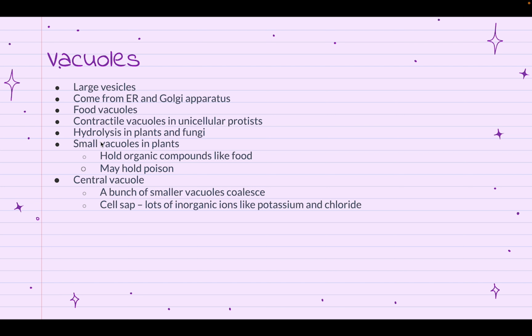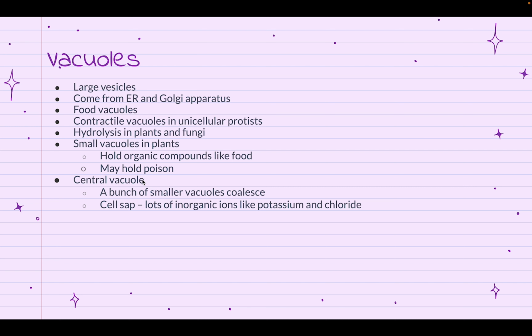And then vacuoles also have some function in hydrolysis in plants and fungi. Small vacuoles in plants can hold organic compounds like food. They may hold poisons that are meant to deter herbivores. If an herbivore eats a plant that has these poisons, it's not going to eat it again because that's going to be a very bad experience.